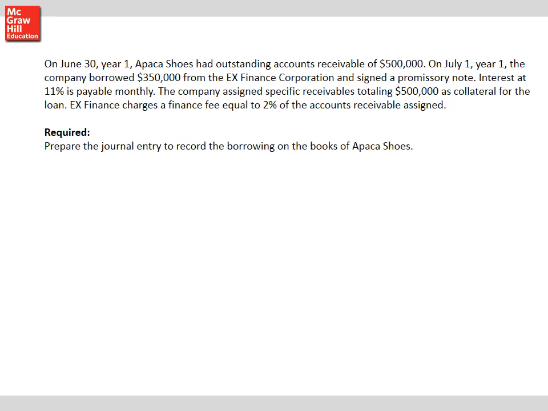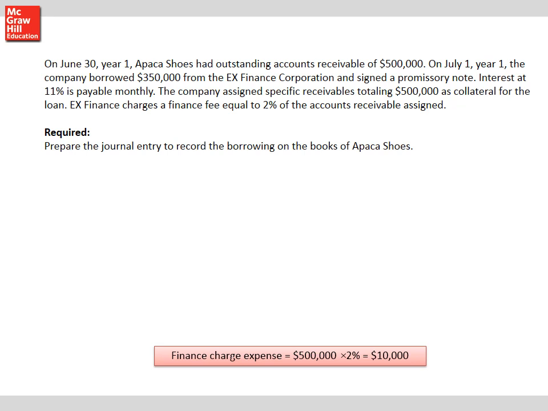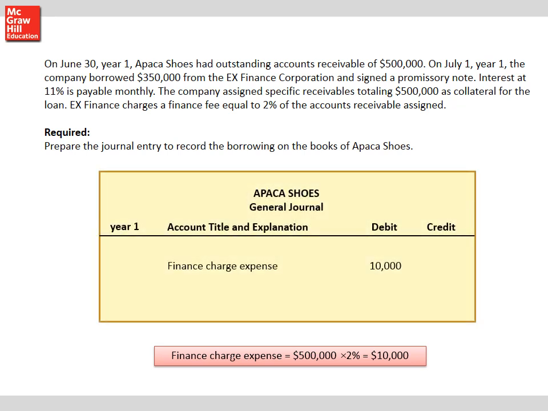Well, it says nothing about the financing company taking over the accounts receivable themselves. So all that's happening here is Apaka borrowed money, and said we'll still collect on the accounts receivable. We're just going to use them as collateral. Right off the bat, before they get their money on the note, $10,000 is subtracted from it for the financing fee. Finance charge expense, $10,000. Liability on the financing arrangement is $350,000. That's how much they borrowed.